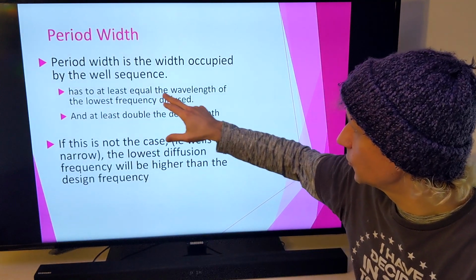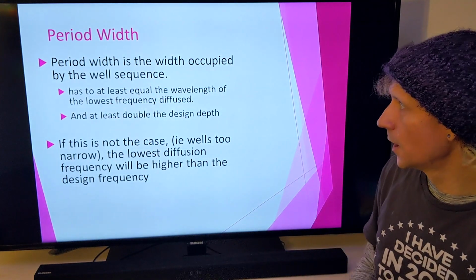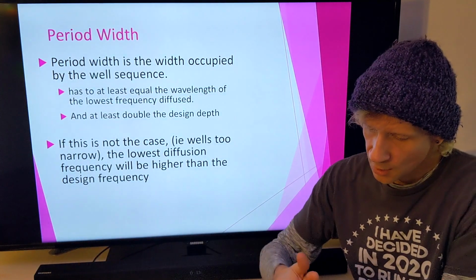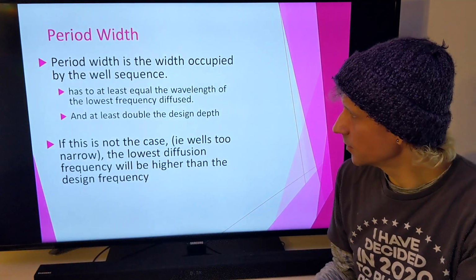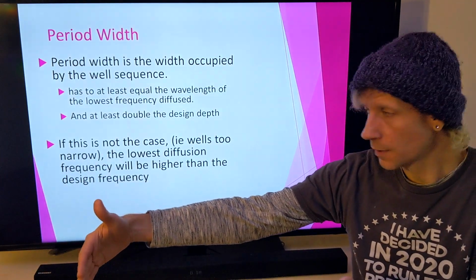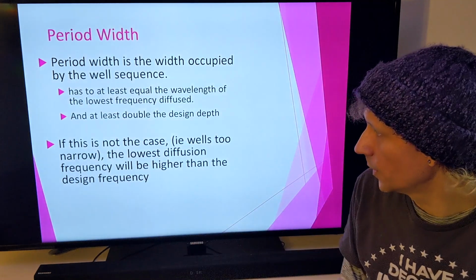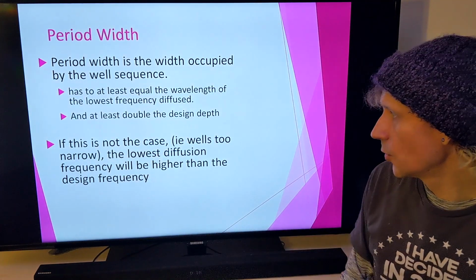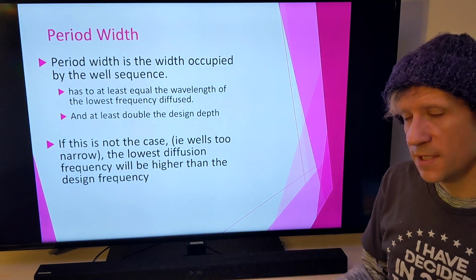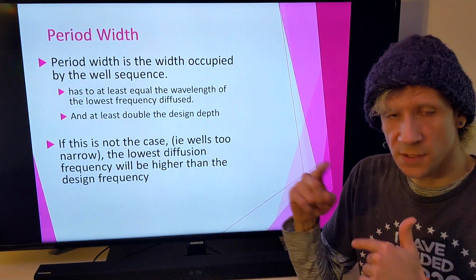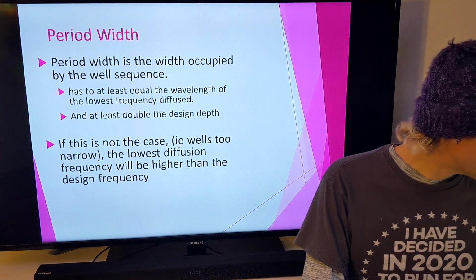The period has to be at least equal to the wavelength of the lowest frequency. So that means that my period, or the overall width of the diffuser itself, needs to be at least 2 feet. That's what these things put together mean. If that's not the case, then the well is too narrow and the lowest diffusion frequency will be higher than the design frequency that you put together. All of these things work together.